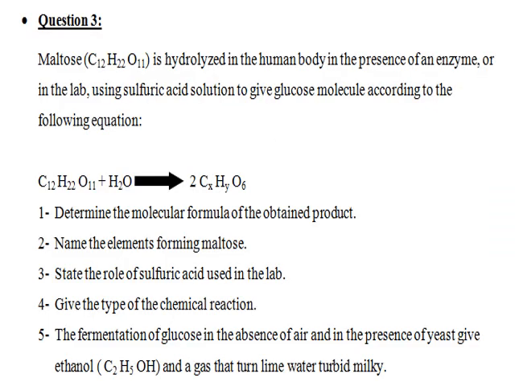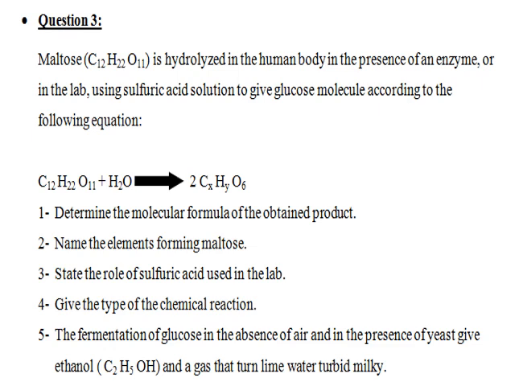Question 3. Maltose, C12H22O11, is hydrolyzed in the human body in the presence of an enzyme, or in the lab using sulfuric acid solution, to give glucose molecules according to the following equation. Determine the molecular formula of the obtained product. Let's see here.